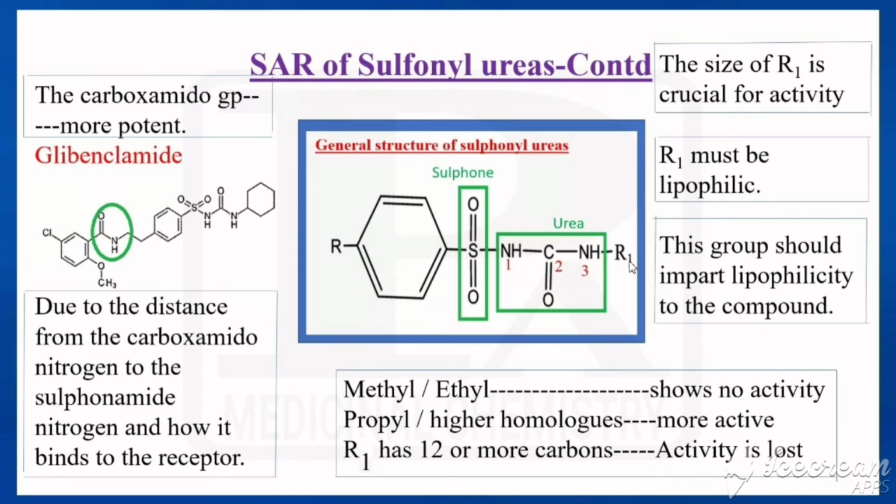In the case of R1, if we introduce methyl or ethyl groups, no activity will be there. If it is propyl or higher homologs, it is more active. In the place of R1, if it has 12 or more carbons, it is not having activity. So it may be propyl or higher homologs, but it should not be more than 12 carbons, and then we get more active compounds. So that's all about the SAR of sulfonyl ureas. We'll revise that again.